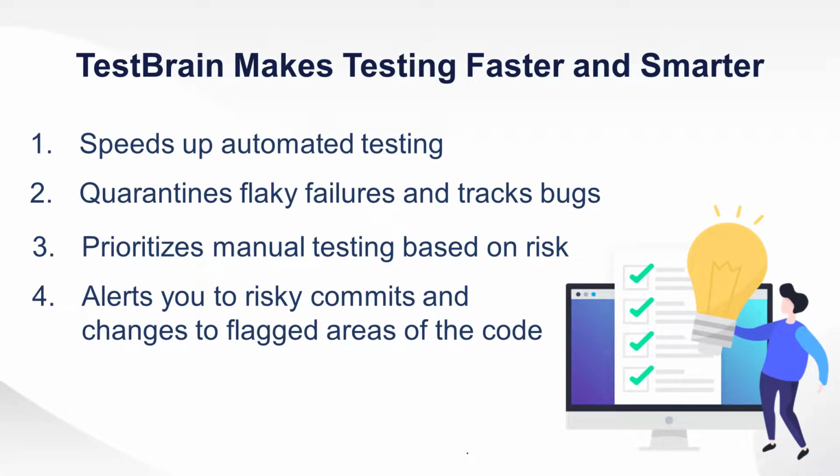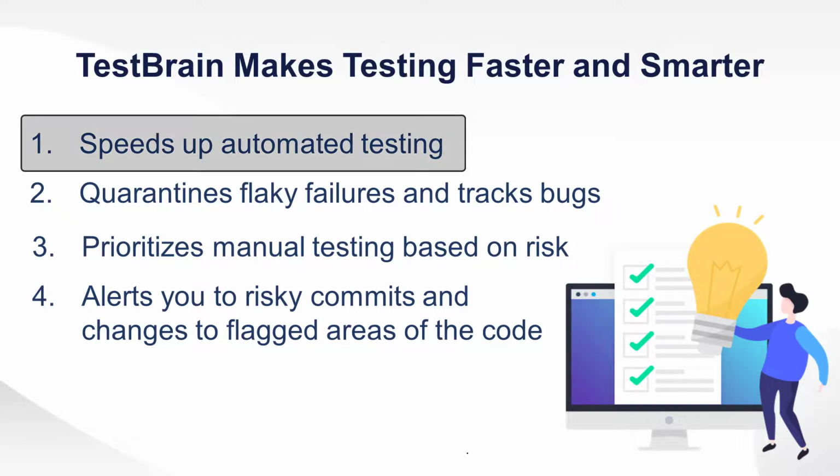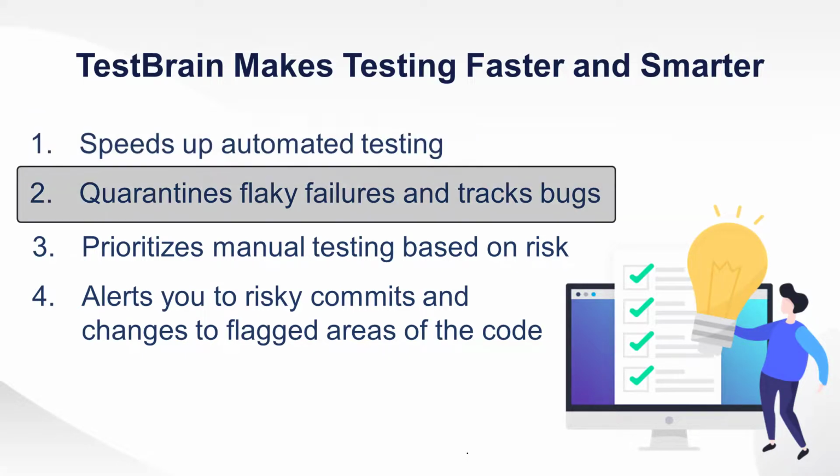To summarize, TestBrain makes your QA testing faster in 4 ways. First, it makes your automated testing much faster by finding and running just a small set of tests needed for the specific code changes instead of running the entire test suite. Second, it quarantines flaky failures and prevents them from breaking your builds. It also tracks the bugs to save you time.